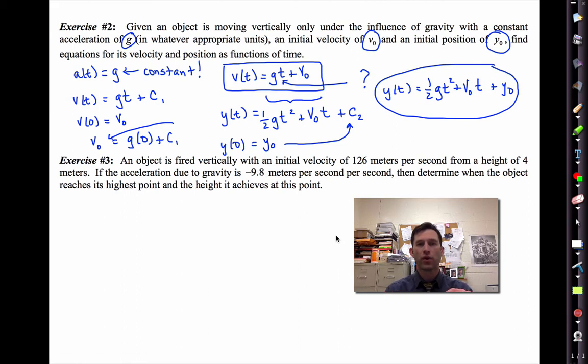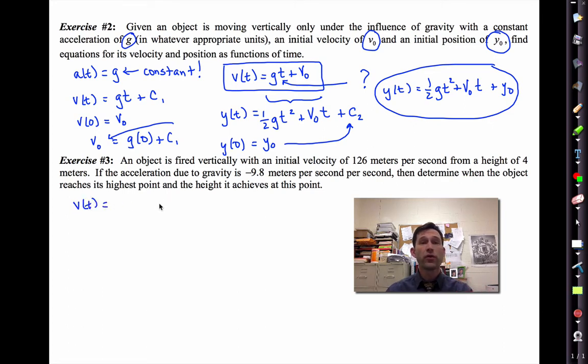An object is fired vertically with an initial velocity of 126 meters per second from a height of 4 meters. If the acceleration due to gravity is negative 9.8 meters per second squared, then determine when the object reaches its highest point and the height it achieves at this point. Well, let's do the following. Let's write down our velocity and our position formulas.